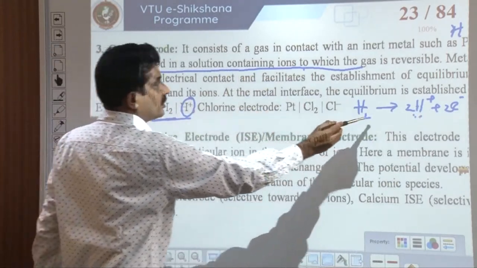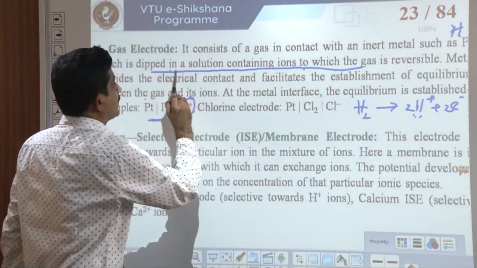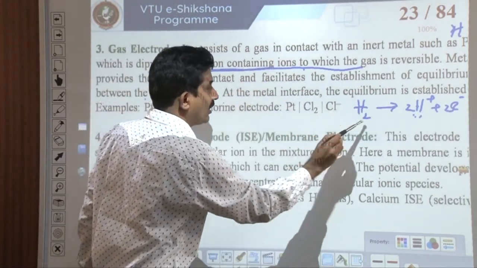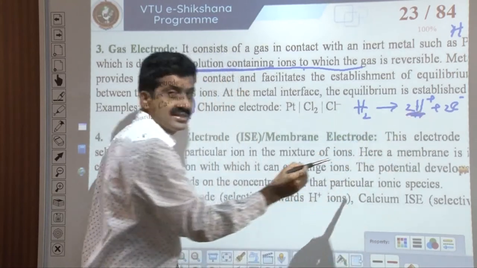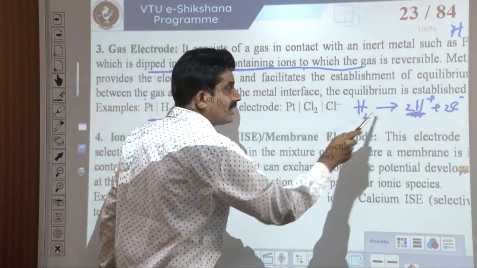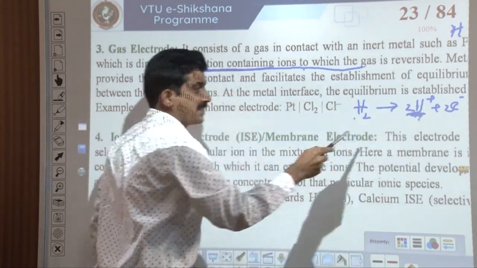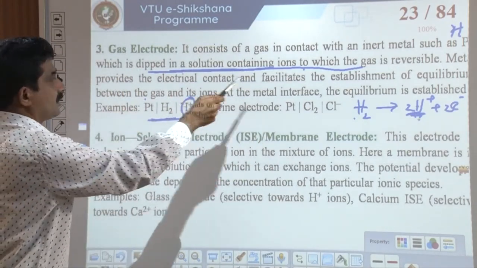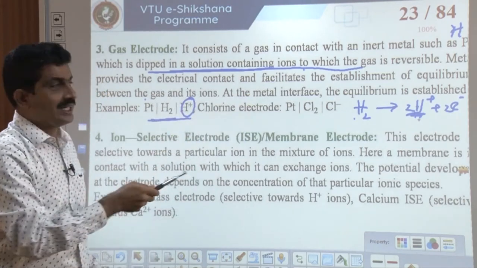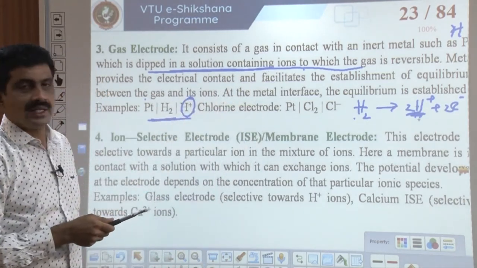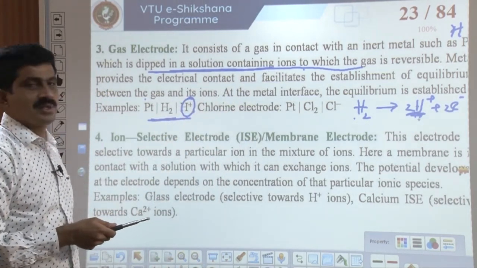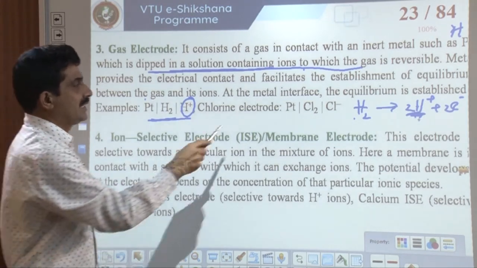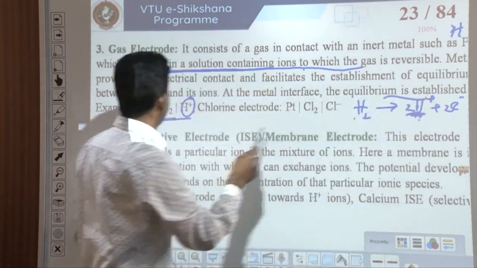See, this electrode is dipped in a solution containing the ions to which the gas is reversible. Here hydrogen is reversible to H plus. So the metal provides the electrical contact. Here platinum provides the electrical contact, and it facilitates the establishment of equilibrium between the gas and its ions. So at the metal interface, the equilibrium is established.